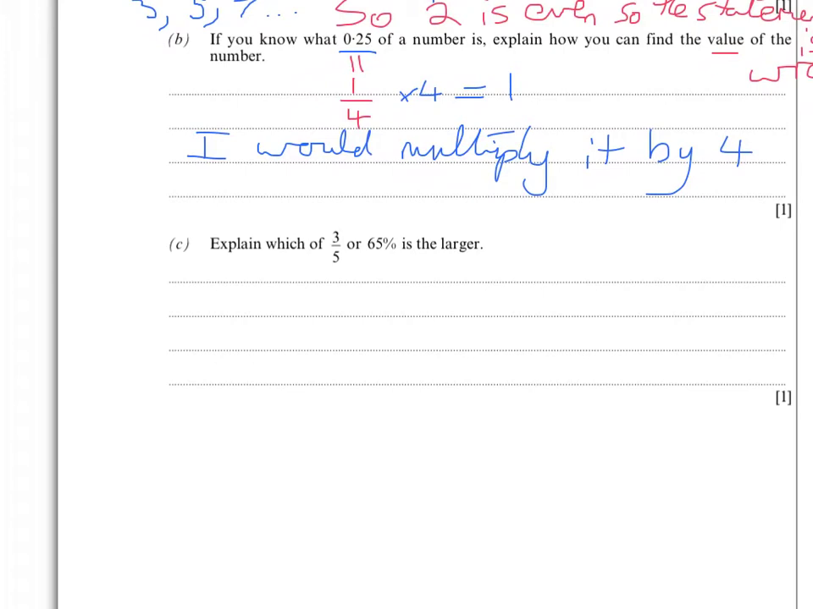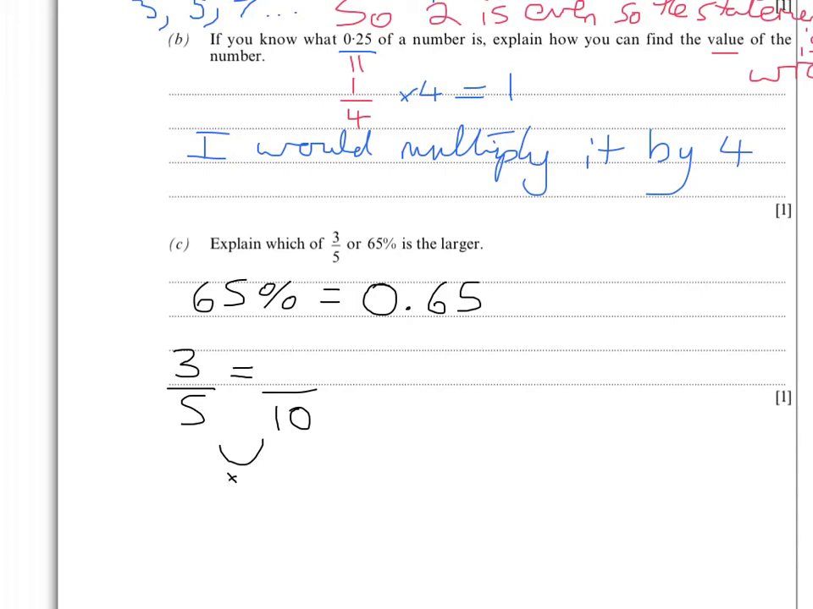So first of all, 65%. As a decimal, I know that if I divide 65% by 100, I get the decimal. So moving the digits 2 places to the right, I get 0.65. And if I wanted to change 3/5 into a decimal, the easiest thing is to make it out of 10 or 100. So how do I do that? Well, 5 times 2 is 10. 3 times 2 is 6, and I know that 6 divided by 10 is going to be 0.6.